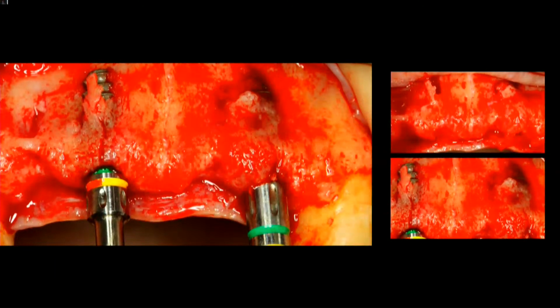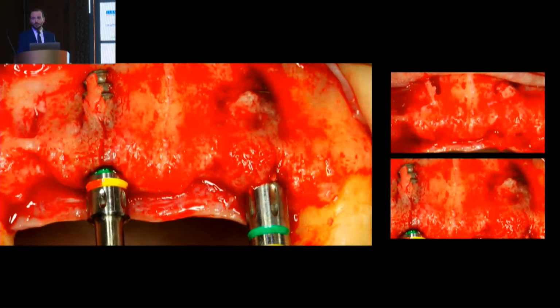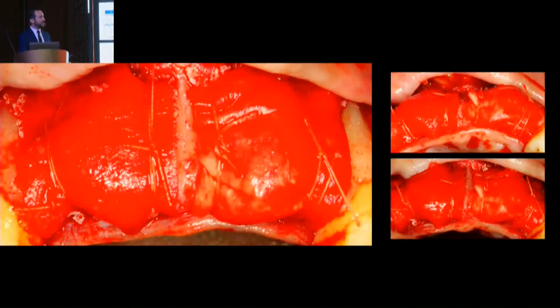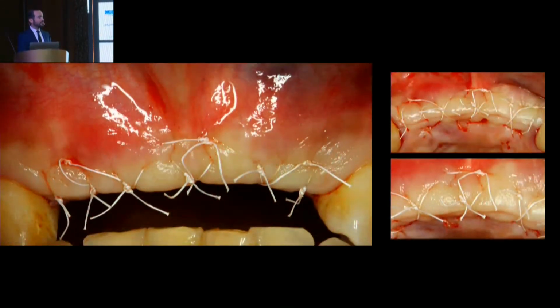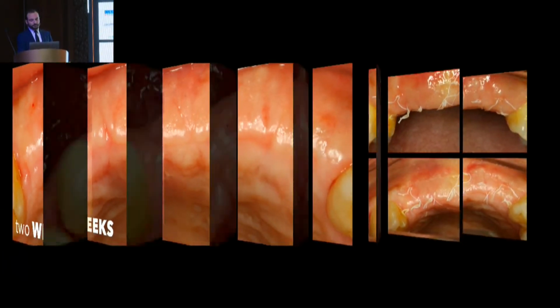If that means the implants are going to be exposed in the most apical part, so be it. We will continue with bone regeneration, and here we can see two different regeneration sites, both with their membranes and the particulate grafting material underneath, so we can cover that implant surface that was previously exposed. Of course, we do the suturing, horizontal mattress, simple interrupted, and here we have the follow-up after 2 weeks.